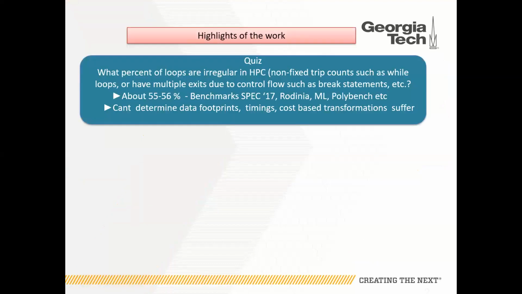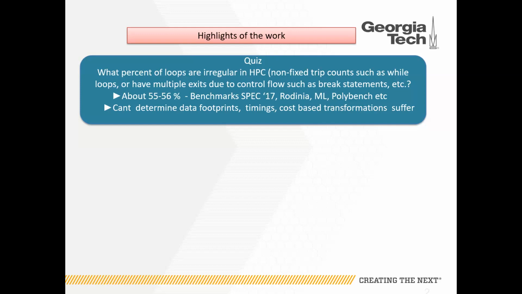So this paper is about HPC loops, especially irregular loops. How can we find out their trip counts at runtime using some information? Irregular loops are very hard to analyze, and many times we do not know their exact execution characteristics. Examples of these loops are while loops, or those which have multiple exits, with break statements and so on. Surprisingly, more than half of loops, 55 to 56%, fall in this category in many HPC codes.